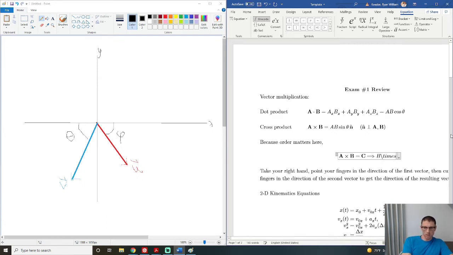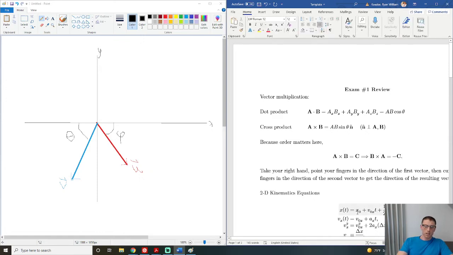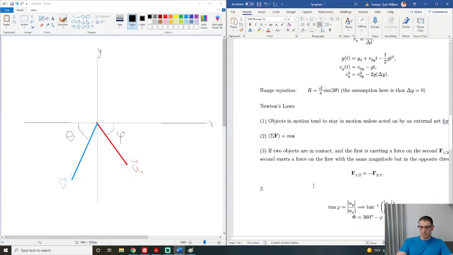I'm going to do this. I'm going to say that B cross A equals negative C, just to stress to everyone that the order of operations is important when you're doing the cross product. And you can see this with the right hand rule. Okay, cool.